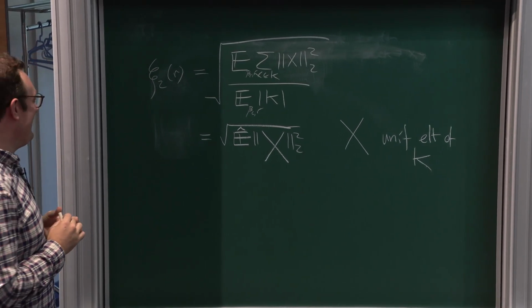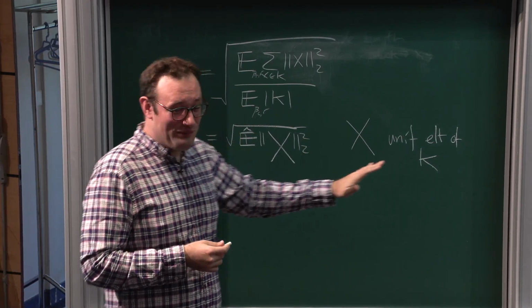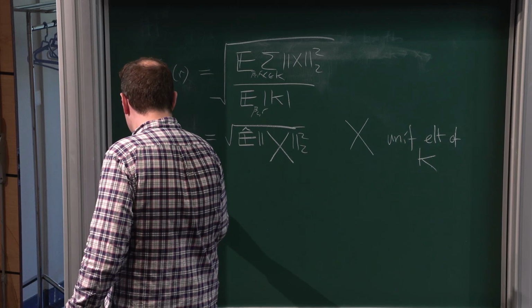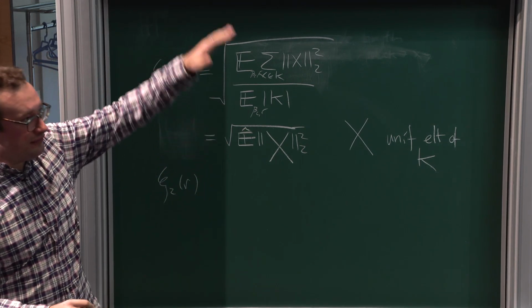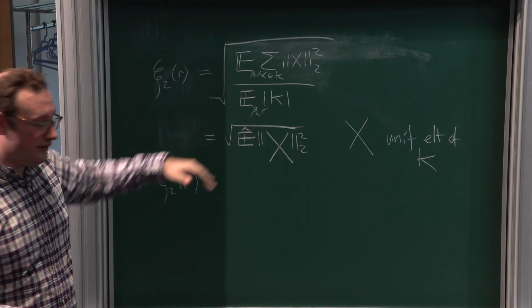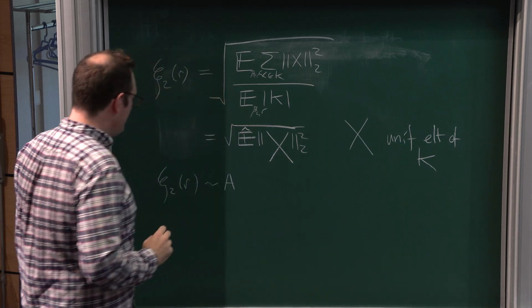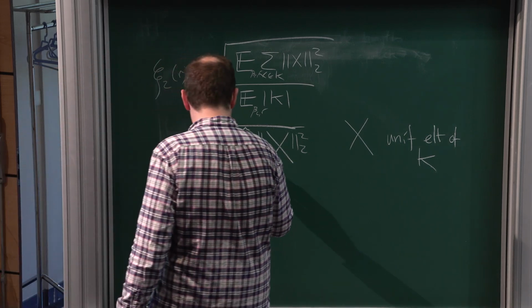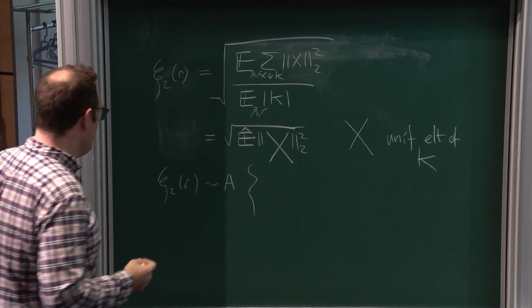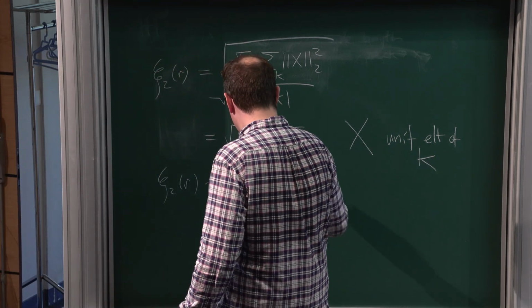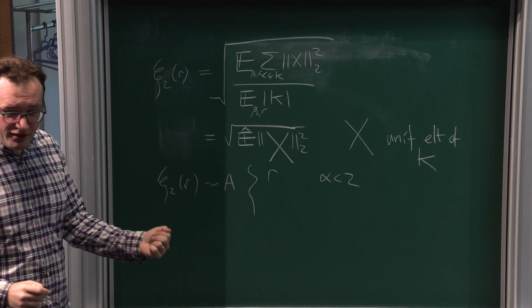Right. Okay. So this is one of the quantities that we can analyze using our method. And what you see in this setting, in the high dimensional setting, including at the critical dimension, is that this is asymptotic to some constant times, I'll just keep writing A for some constant, it won't be the same constant. Well, in the case alpha less than 2, it's just going to scale like R.